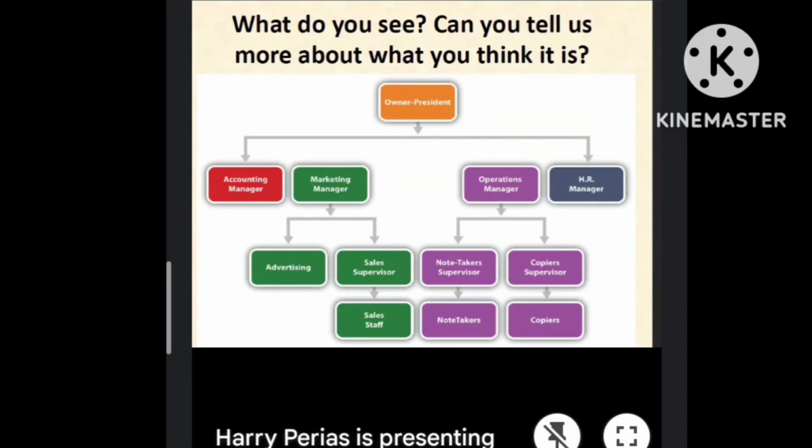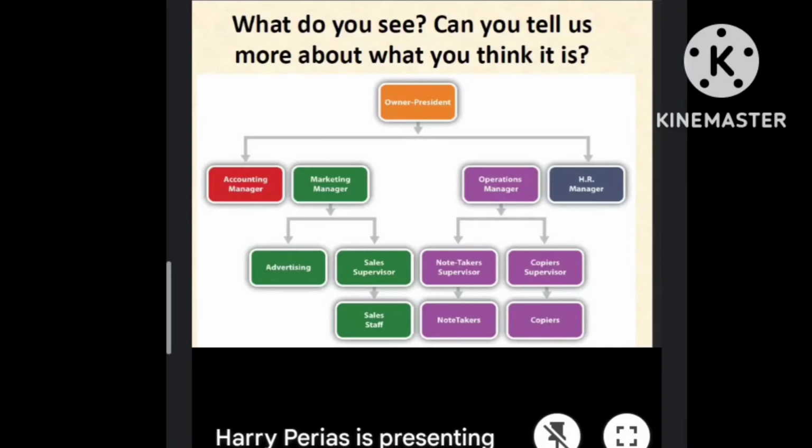Hindi naman gano'n kadami yung hinahawakang accounts, okay? Punta naman tayo dito sa ating operations group. So, meron tayong copiers, supervisor, and under copier supervisor, copiers. So, sabihin na natin ito organizational chart na ito belongs to a printing services company. So, for example, nag-o-offer sila ng photocopying services, okay?